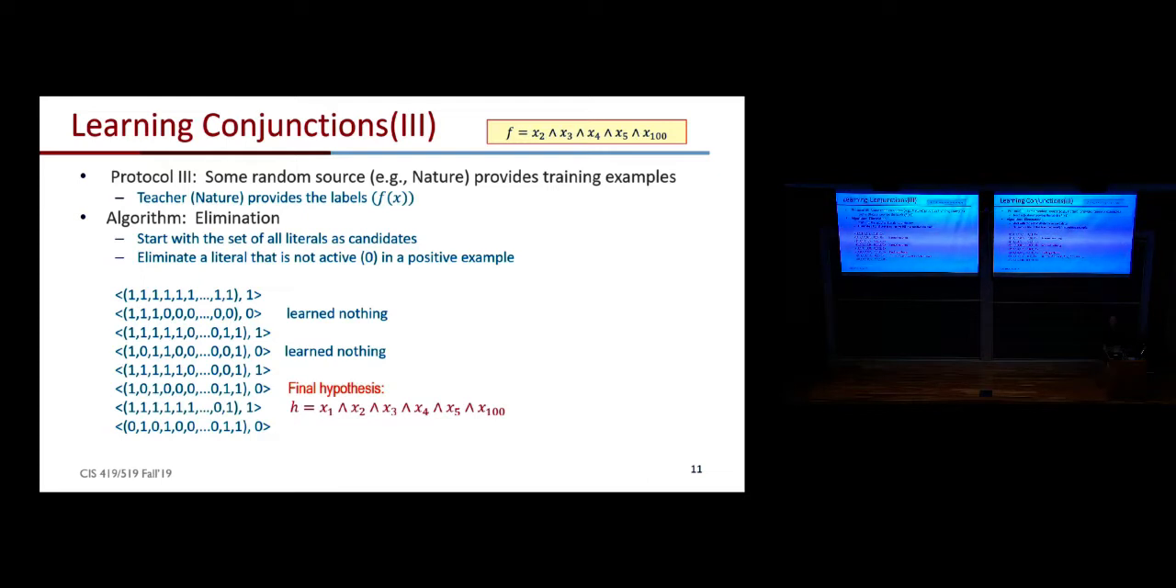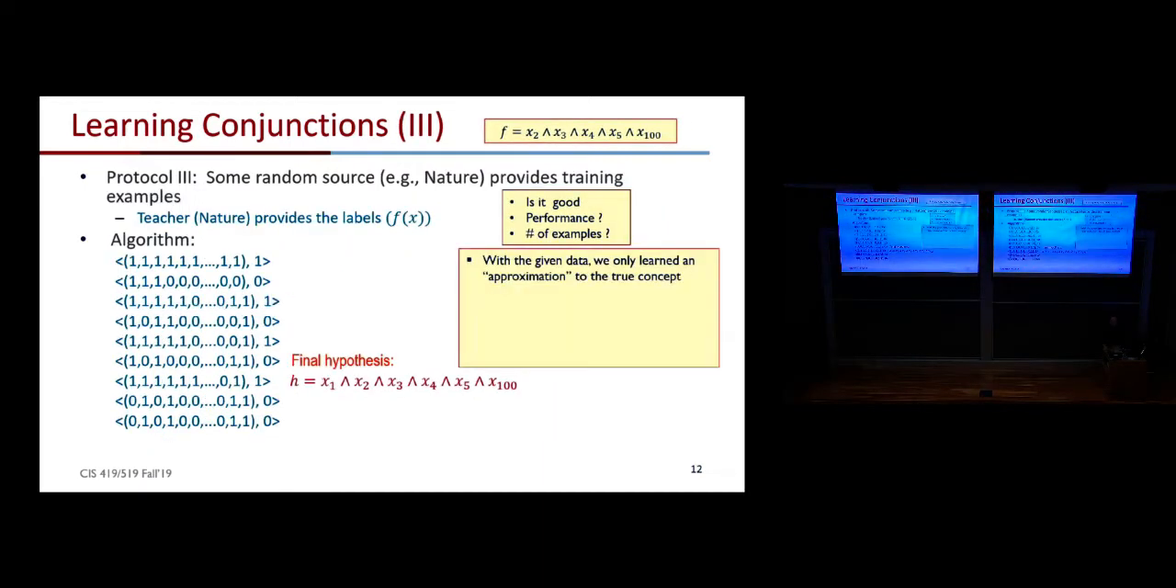We had the x1, and we had the discussion of, is this good? What does it say about our performance in the future? What does it say about the number of examples? And so on. The bottom line, though, was that we only learned an approximation of the true concept. We did not know how many examples we need in order to learn exactly, or to be happy with what we learned, because we only quantified it in terms of how many mistakes we're going to make. We don't know when we're going to make these mistakes.